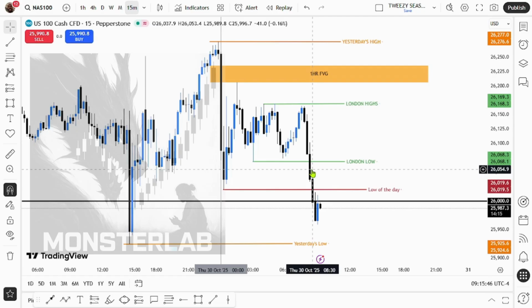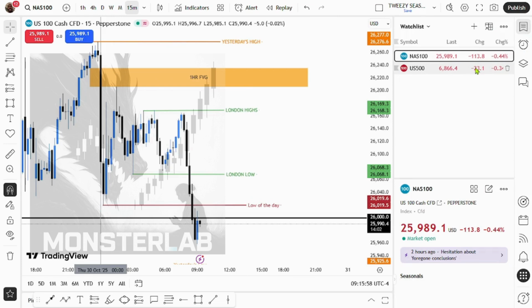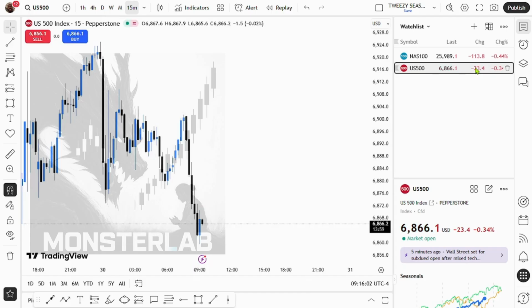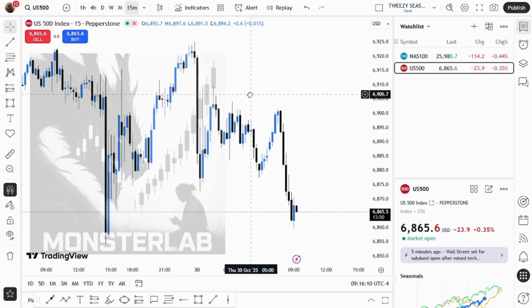This is London's low. London is the time between 2 a.m. to 5 a.m. New York local time. We have a couple of value gaps formed on here in the 15-minute time frame as price was going for the low of the day.